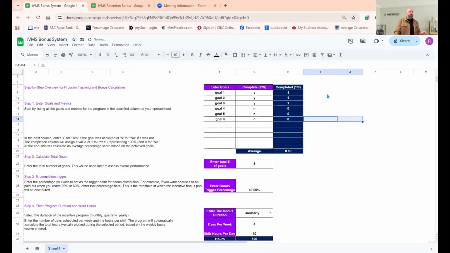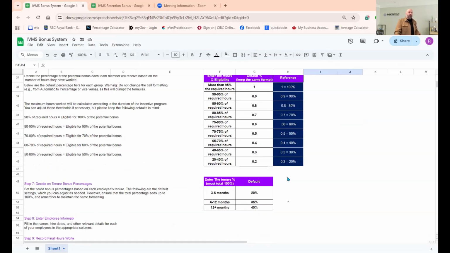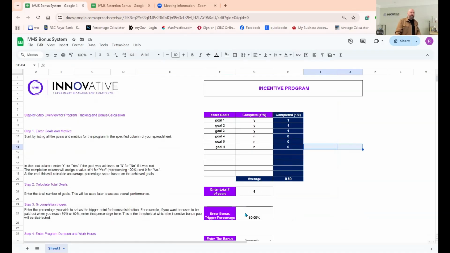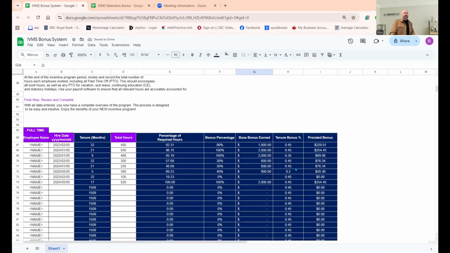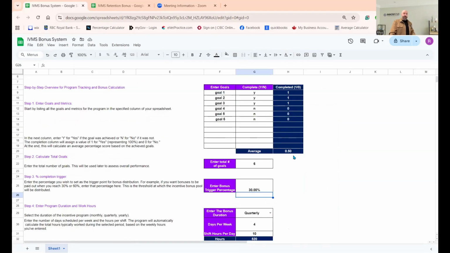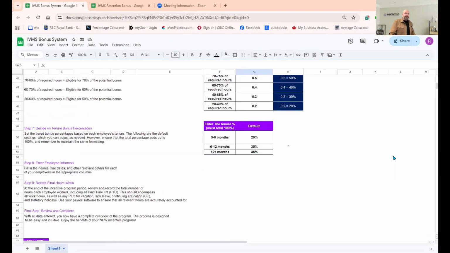So now, got 6 goals, 3 of them they didn't get. They've got an average of 50. What's the trigger point? 60. Are they entitled to anything? Absolutely no, because they didn't reach the capacity. Just for argument's sake, we're going to call this 30%. So 30% trigger point, $1,000. Because 50% is $1,000 of $2,000.